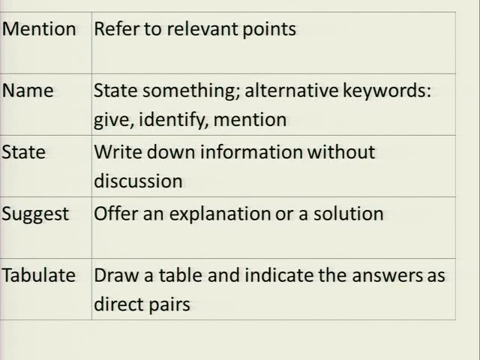Then tabulate. When you tabulate, you draw a table and indicate the answers as direct pairs. In other words, you compare. Whenever it is said tabulate, you make a table, and the table should have 2 points that you are comparing, and there should be direct pairs. In other words, you cannot compare the leg and the foot on the other side. So it should be the same.